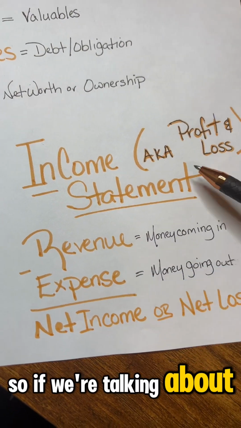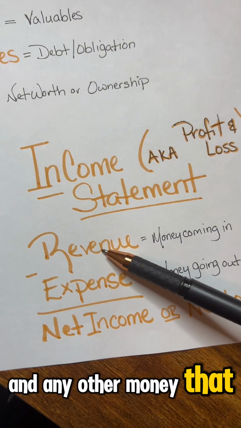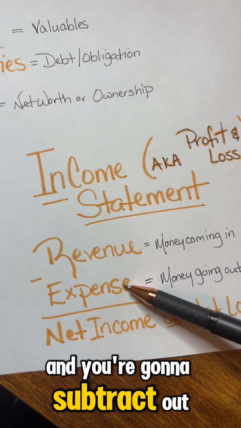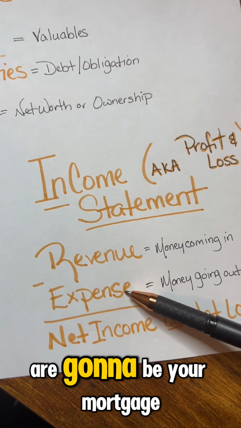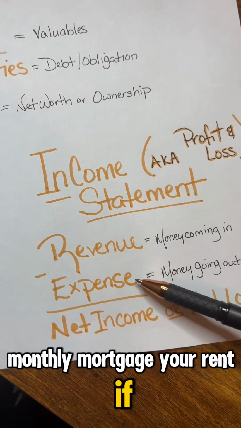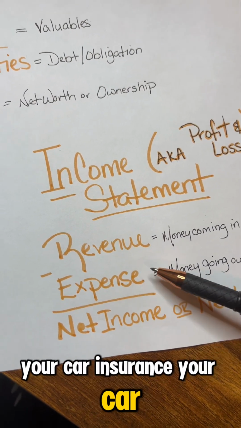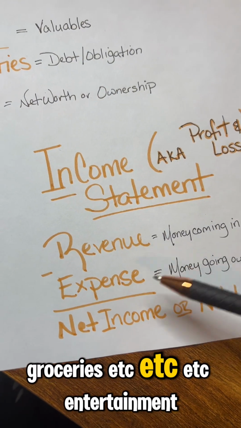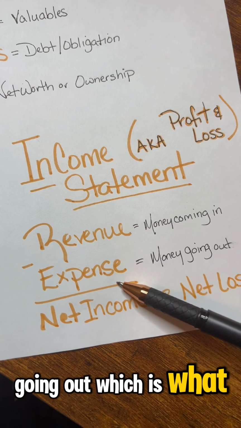So if we're talking about personal finance, then your revenue is your paycheck and any other money that you receive, and you're going to subtract out all your expenses, which are going to be your monthly mortgage, your rent if you're a renter, your utilities, your car insurance, your car payment, groceries, etc., entertainment, all of that stuff. All of that is money going out, which is what an expense is.